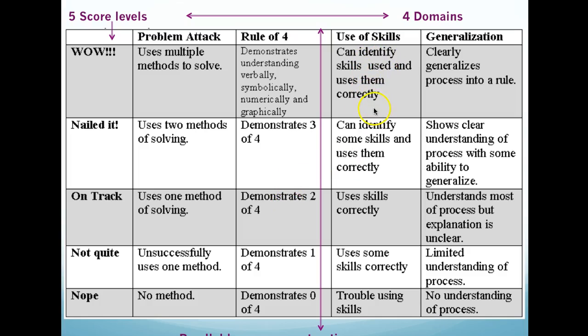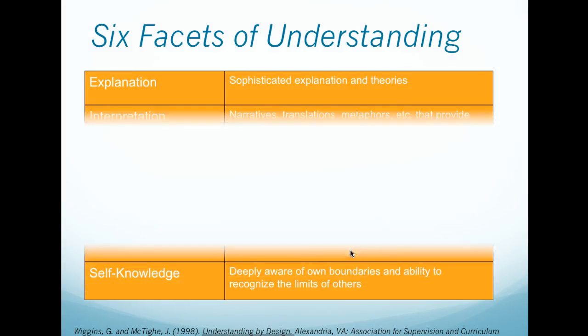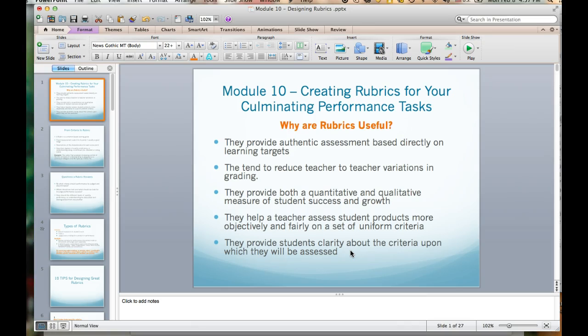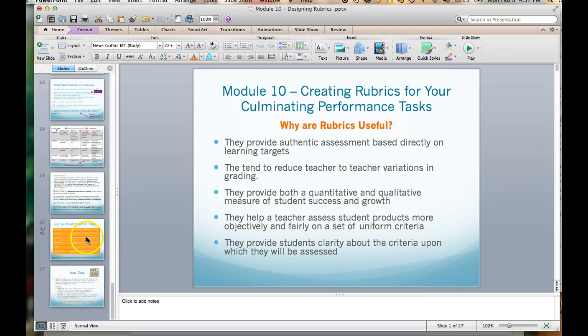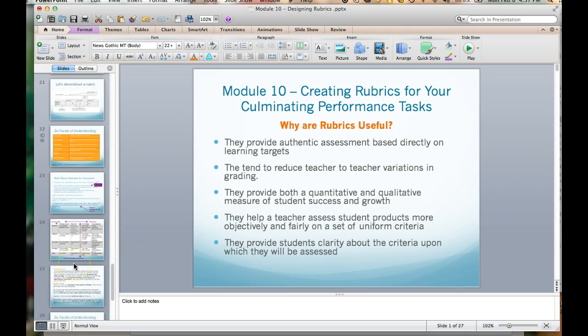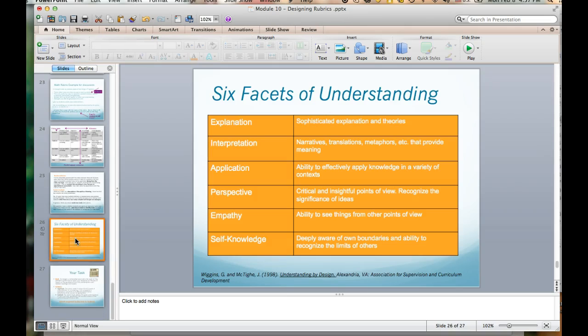And then can identify skills and use them correctly. This is so broad that you can use it, but you have to make some interpretations, and it may not be consistent across levels. Oops, I'm going the wrong way. So we went over 6 facets of understanding up above, so I'm not going to go back. Well, maybe I'll just reiterate that you want to include these in your rubric.